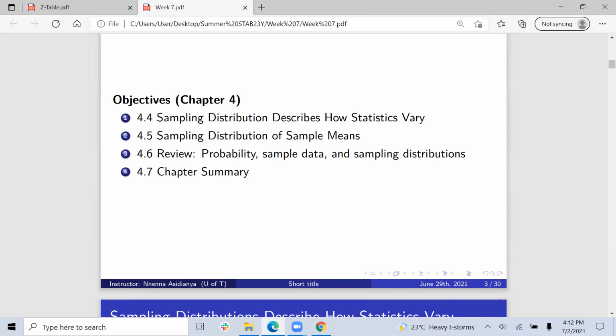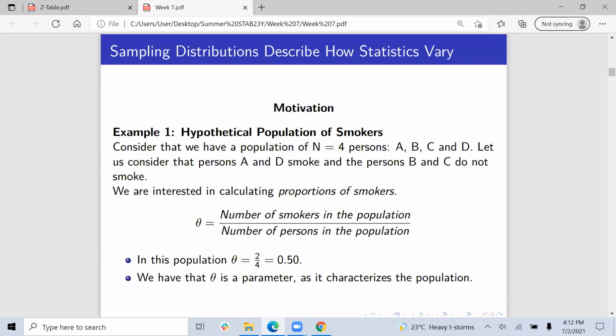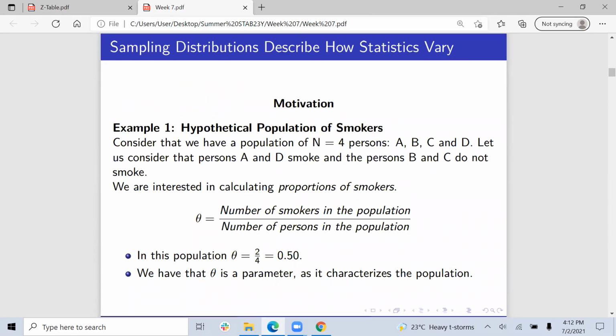I want to elucidate this, which I didn't elucidate this week because I couldn't sort it out in order. I apologize, guys. So I want to motivate what the heck a sampling distribution is, right?